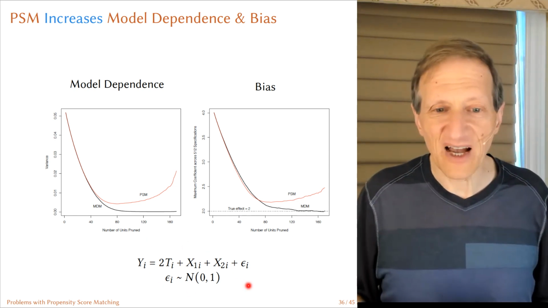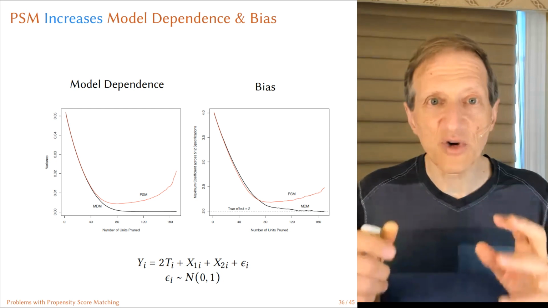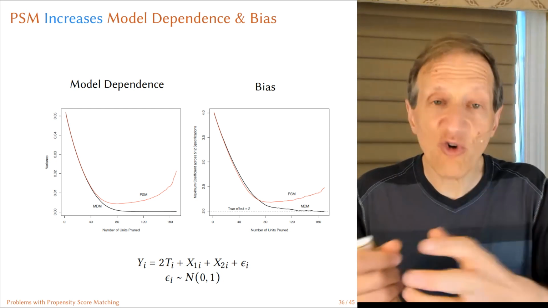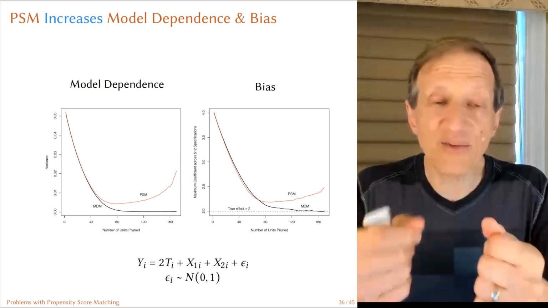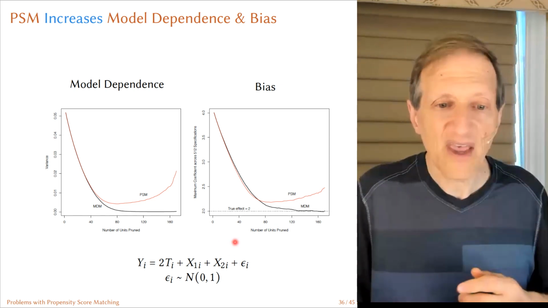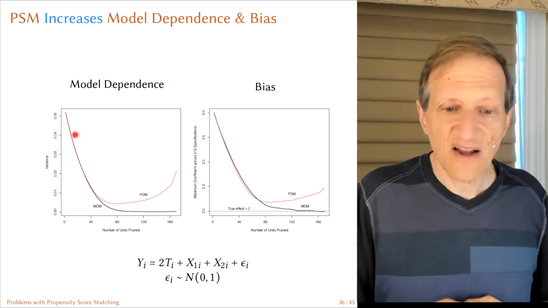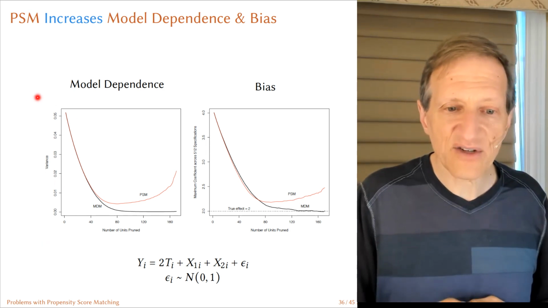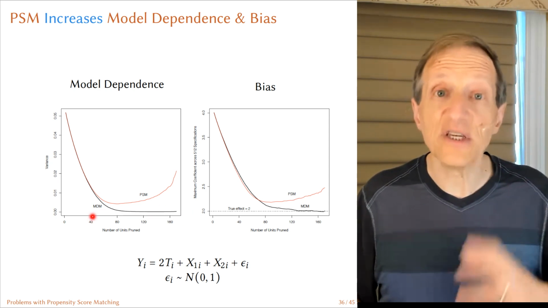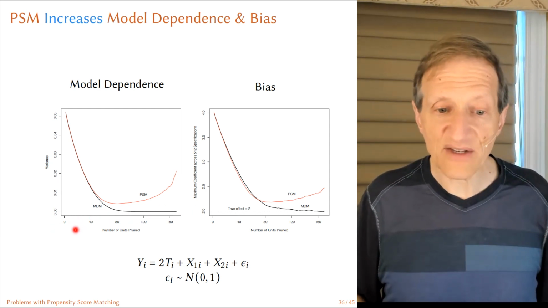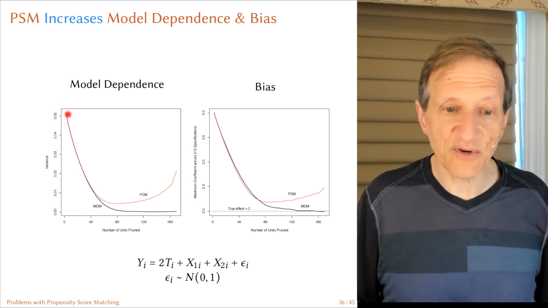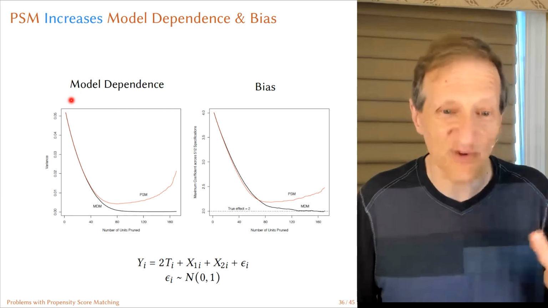What happens? For starters, we're going to look at the variation, the variance, across the estimates, across the different models. Model dependence is the variation in the estimates across the different models. We want that to be small. So if we start with the original data set, it's here. The vertical axis is the variance, the amount of model dependence. The horizontal axis is the number of units pruned. So right here at 0, we have the original data set with no matching. This is how much model dependence there is. Let's just call it high, but it's whatever that level is.